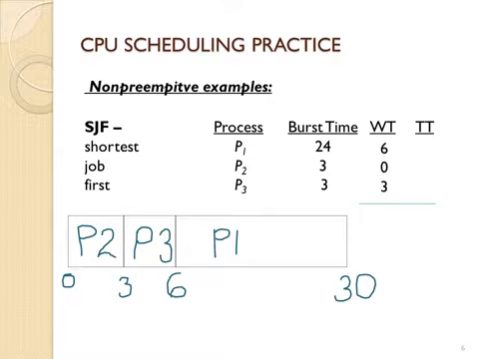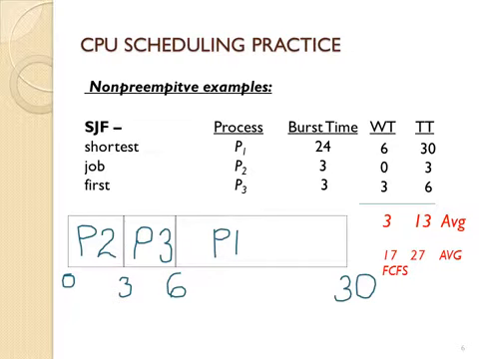So if you take a look at the wait times, we have P1 only waited 6 time units to get the CPU, P2 0, and P3 3. So we have an average wait time of 3 time units for this algorithm, shortest job first, and an average turnaround time of 13 time units, where P1 finished at time 30, P2 finished at time 3, and P3 finished at time 6. So if you compare these averages with first come, first serve, you can see that the shortest job first algorithm has given much better results.